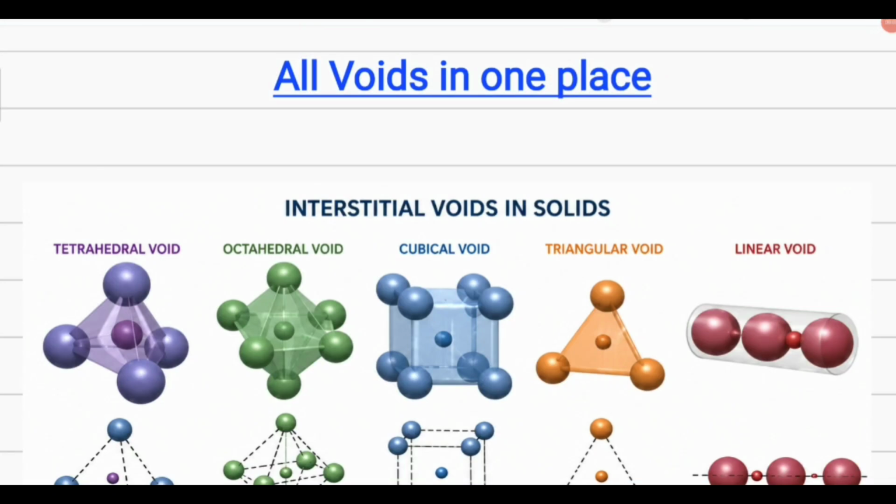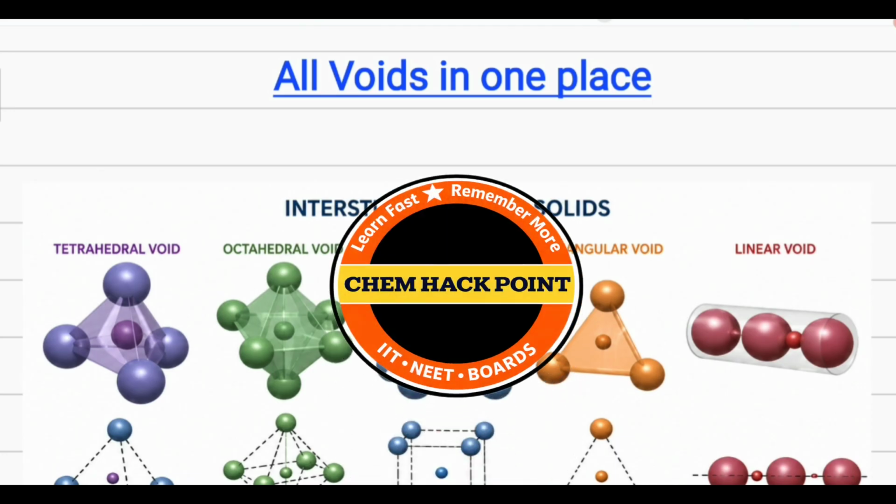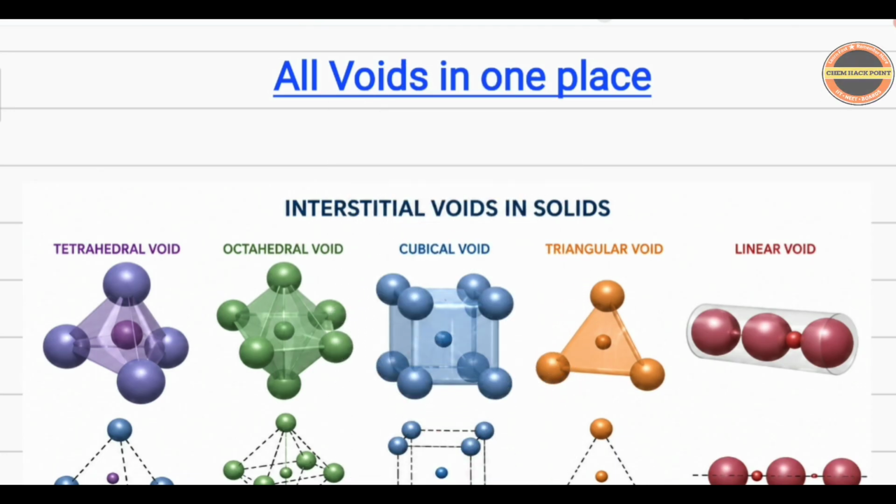Most of the students confuse tetrahedral and octahedral voids, but this one video eliminates overall confusion on all types of voids. Hello students, let us start. Here you can see interstitial voids in solids. A void is a space or interatomic space. So we are going to see different types of voids based on their respective shape.